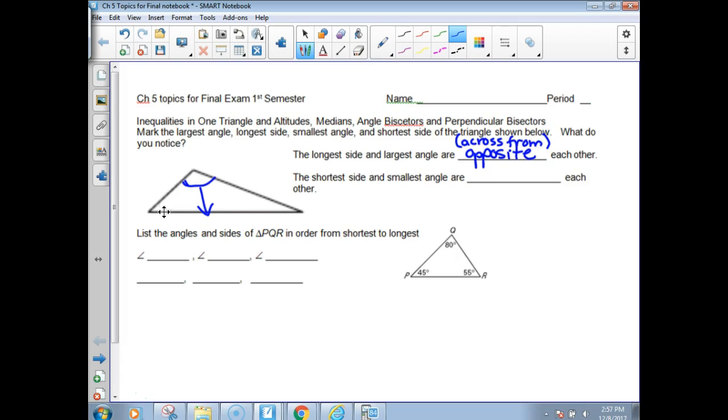Then think about this. You see the tiniest space between the sides, this little pointy angle right here? This would be the small angle, and this would be the smallest side. Okay, this is the smallest angle. This up here was the largest angle, and this was the largest side. So the shortest side and the smallest angle are opposite each other also.